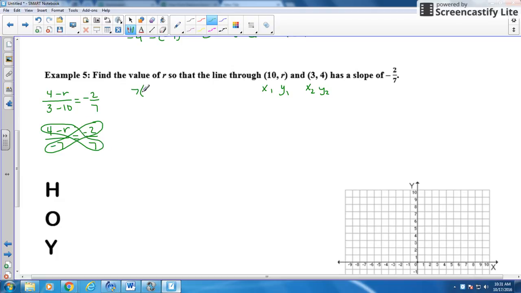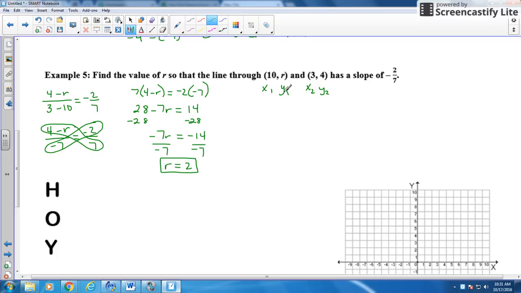So I'm going to do 7 times 4 minus r equals -2 times -7. That gives me 28 minus 7r equals 14. Subtract 28 on both sides, and I get -7r equals -14. Divide by -7, and we get r equals 2. So the missing coordinate there would be 2, and that would give us a slope of -2/7.